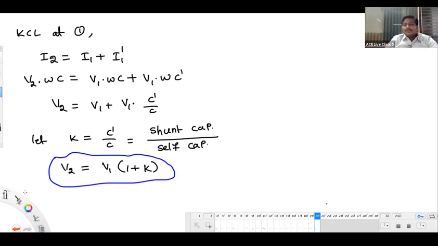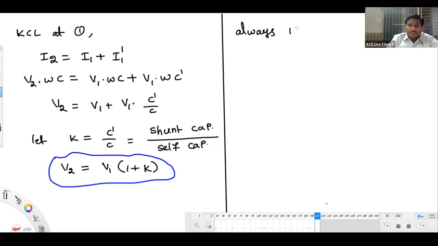How is that K value, what can you expect? Is it greater than 1 or less than 1? Positive, first of all. K value is positive because it's a ratio of capacitances, so it will definitely be positive. I'll write here that K, the ratio between capacitances, is always positive.